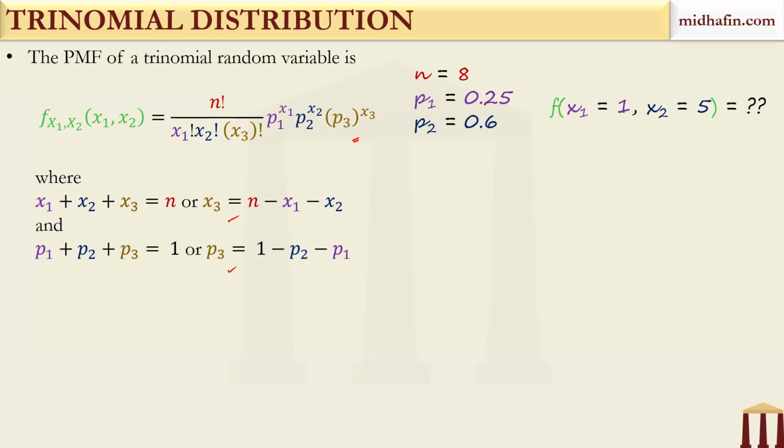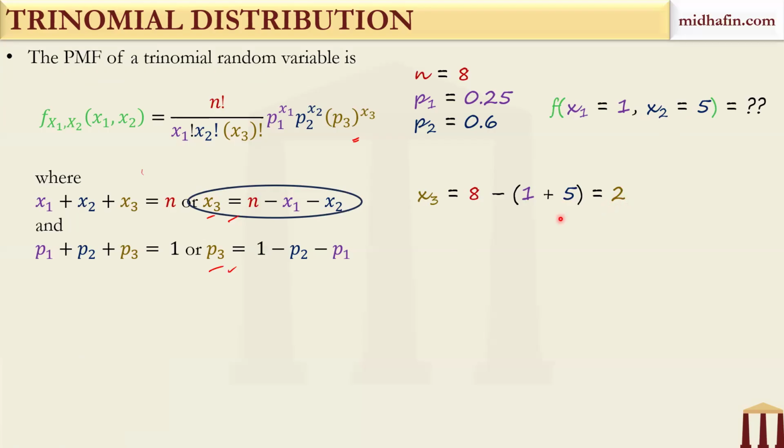So tell me, how will you find it? What should be the first step? Of course, the first step will be to find these two, x3 and p3, because we have to plug them into the formula. The number of applications pending review, or x3, will be 2, correct? Based on this information, if one is approved and five are denied, obviously two will be under review. Then what will be the probability of any application being held for review? Can you tell me quickly?